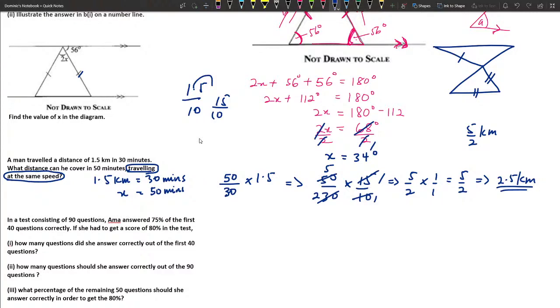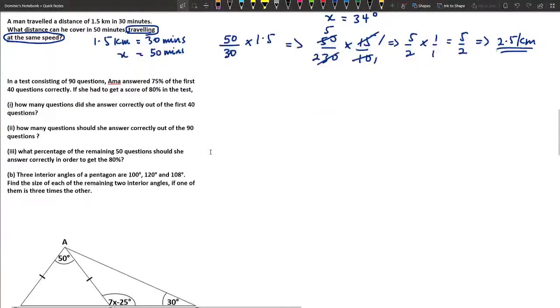Okay, fantastic. Let me know if that explanation is okay. So that's the answer. The answer is 2.5 kilometers. If you have any issues, let me know. If you are okay, kindly give me a thumbs up so that we can move to the next question.